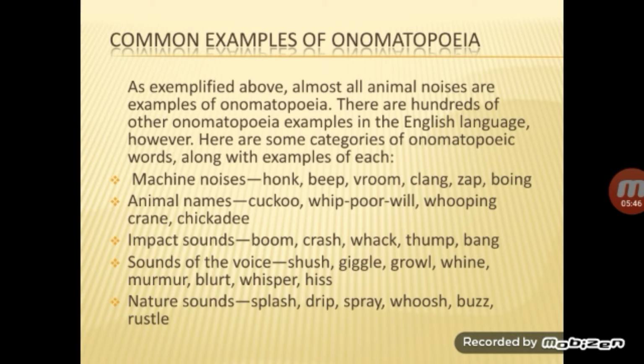First, machine noises: honk, beep, brum, clang, zap, boing. Animal noises or animal names: cuckoo, whip-poor-will, whooping crane, chickadee. Impact sounds: boom, crash, whack, thump, bang. Sounds of the voice: giggle, growl, whine, murmur, blurt, whisper, hiss. Natural sounds: splash, drip, spray, whoosh, buzz, rustle.